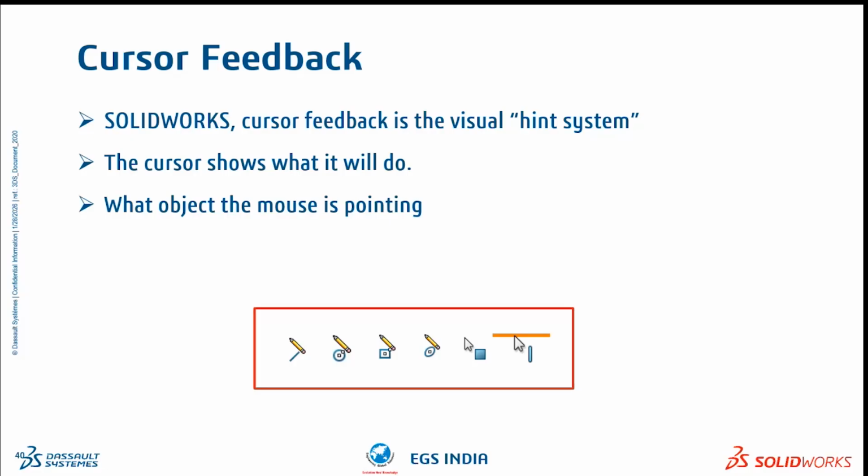Next, cursor feedback. Cursor feedback is very helpful to show which command we are using as active. When I click on our line command, it shows a line symbol nearby the cursor. Whatever command you have selected, our cursor feedback will show nearby the cursor. This cursor feedback makes it easy to identify which feature we are in.